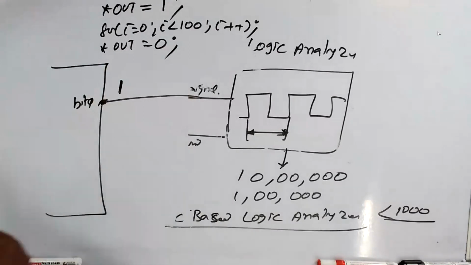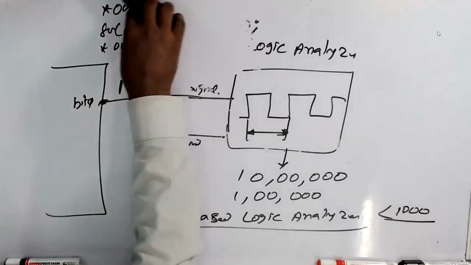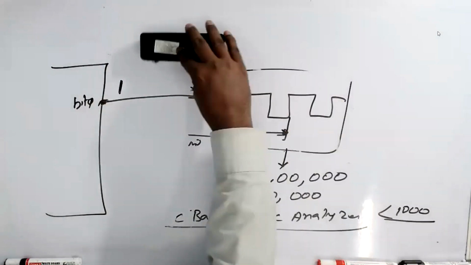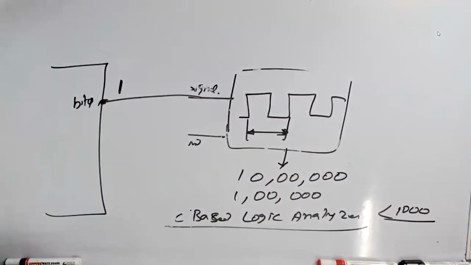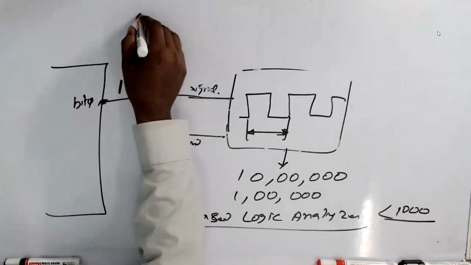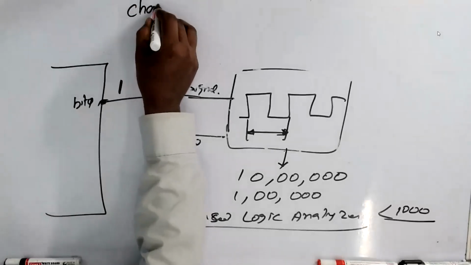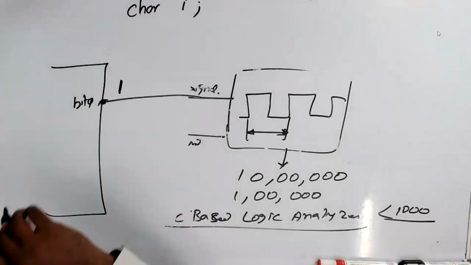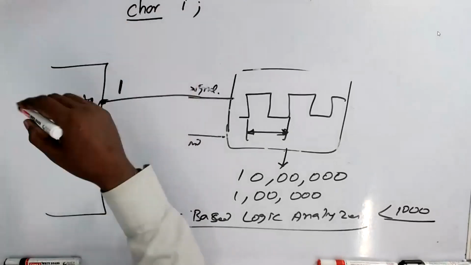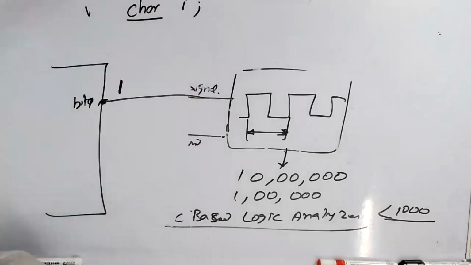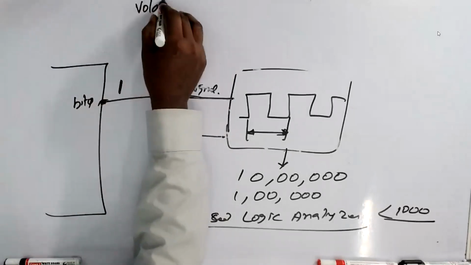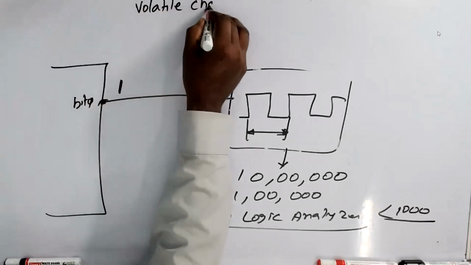Also, you will find some very interesting things, very, very nice. If you declare a char i, now I'm declaring a character. Of course, you give volatile. You give volatile, otherwise the compiler will optimize. Volatile char i.